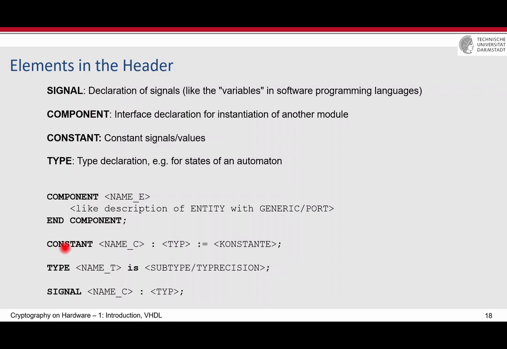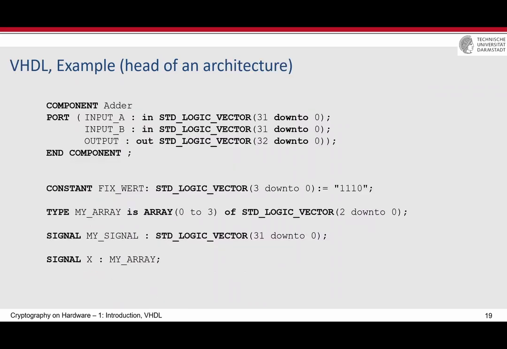For example, here is a constant: the name of the constant, the type of the constant, and then a colon and equals, then the value of the constant. Again the name, you define a type, you say what this type is, and then you define some signals of this type. You will see one example here. This is what you have seen already. You say constant fixed value is a std_logic_vector, 3 down to 0, 4 bits, and it equals like this. It means that this fixed value is always like this, and you cannot change it in the program.